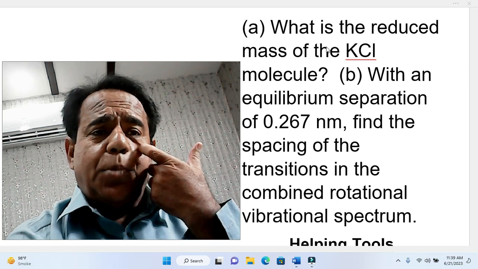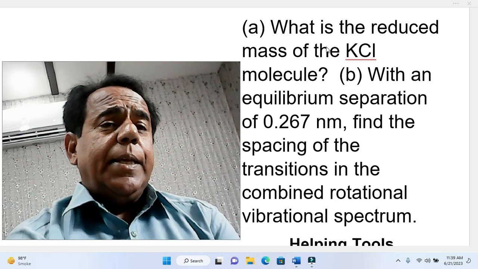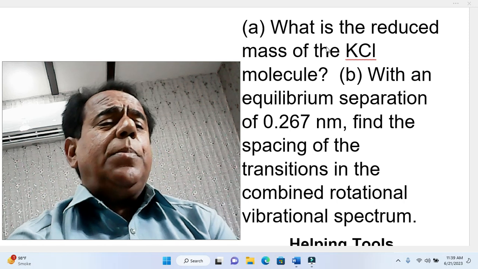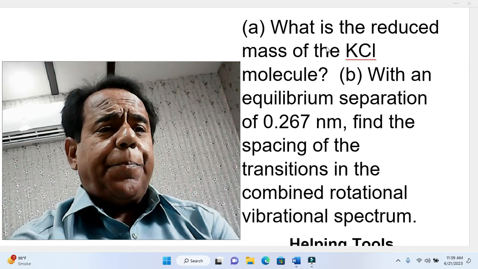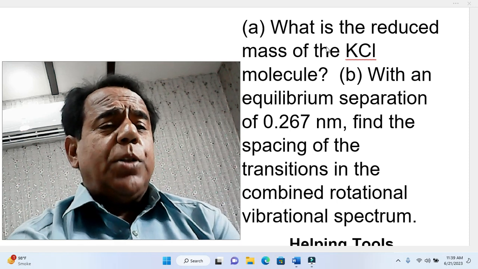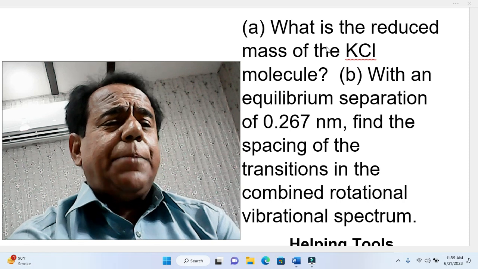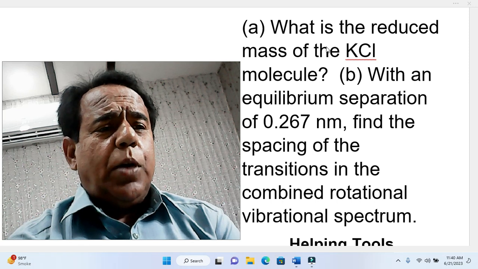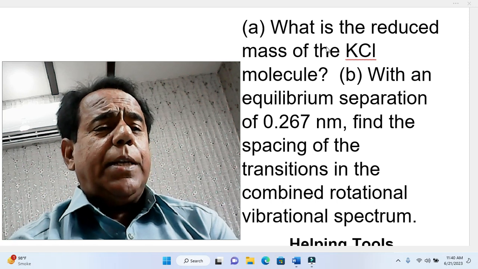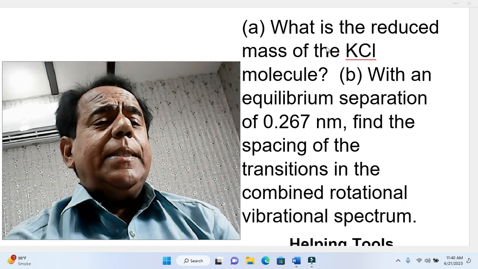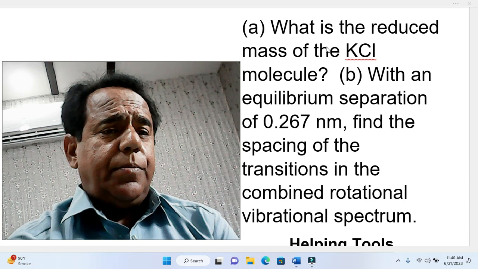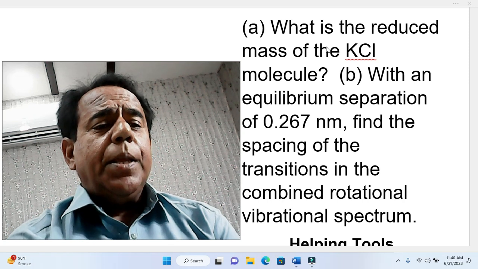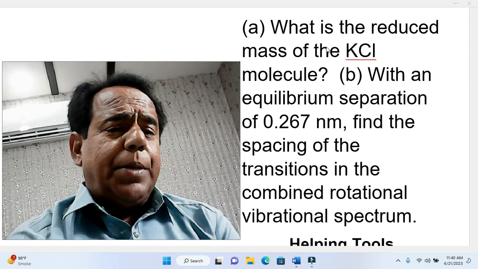Dear students, it is important to point out here that this value can also be seen or noticed from the table of physical constants. So even if this value is not given in the statement, it can be found from the concerned tables. With an equilibrium separation of 0.267 nanometer, nano standing for 10 to the power minus 9, find the spacing of the transitions in the combined rotational vibrational spectrum.